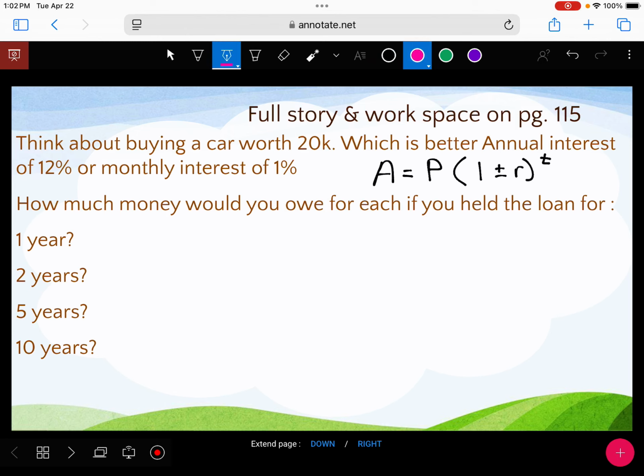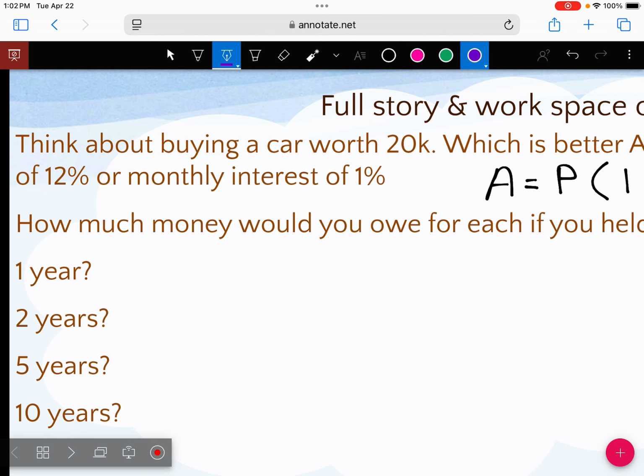The 12% annual? What do you think? The monthly? So let's think about it. How did we build these equations? Yeah, and you can absolutely do that.